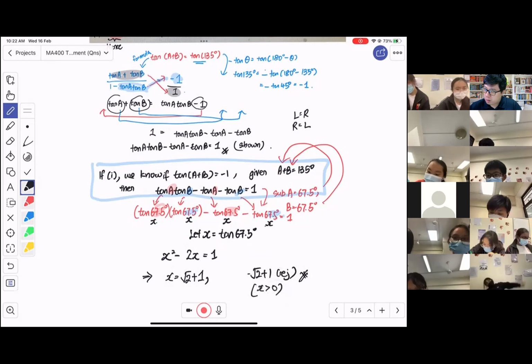You must remember that 67.5 is in quadrant 1. Therefore, tan 67.5 has to be positive. So with that, we solve for the exact value of tan 67.5, and we are done. Tan 67.5 degrees is equal to square root 2 plus 1. Okay, and we are done with this portion.